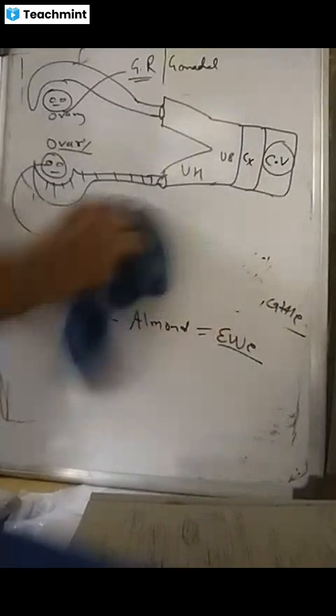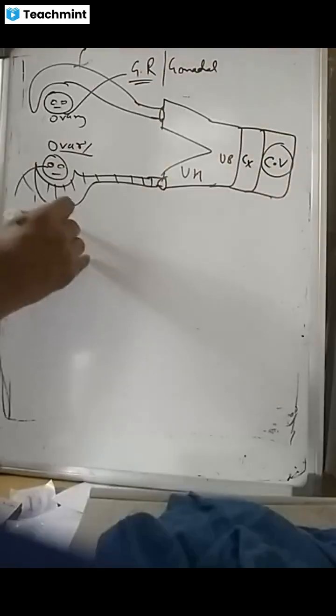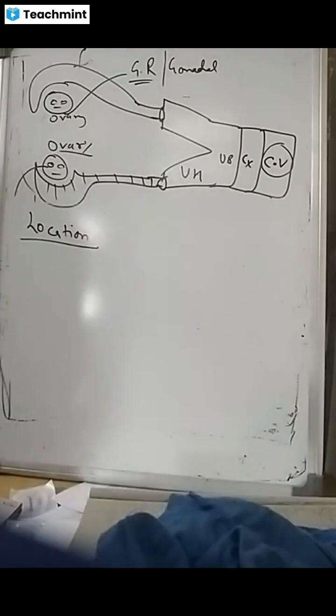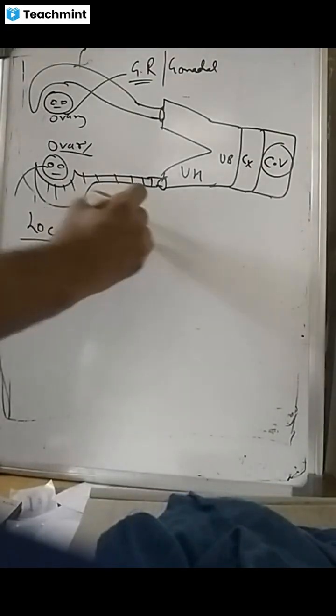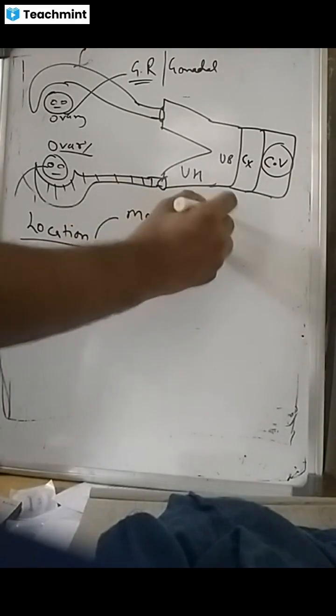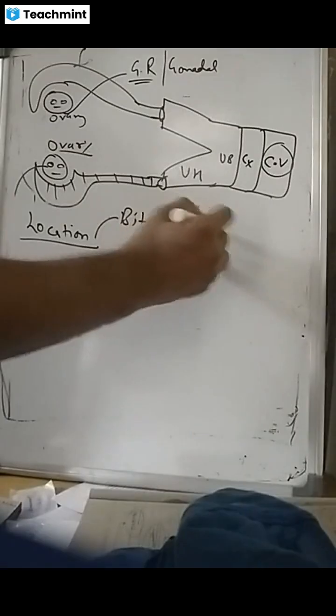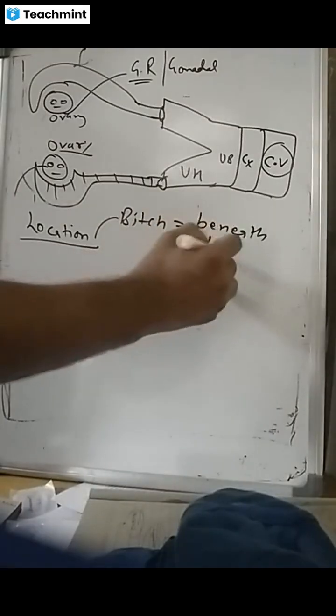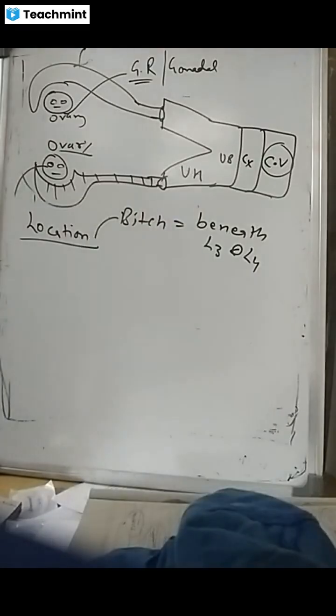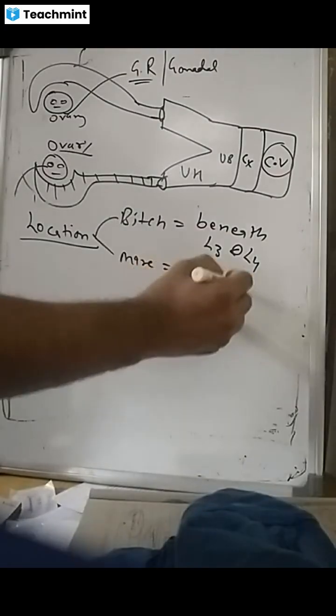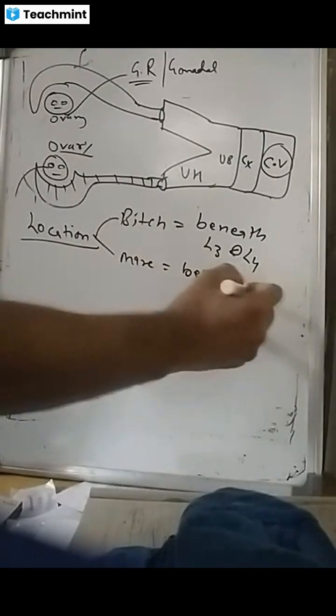Now, if we see the location of the ovaries, in case of cow they are located just beneath L3 and L4. In case of mare, they are located below L4 and L5.